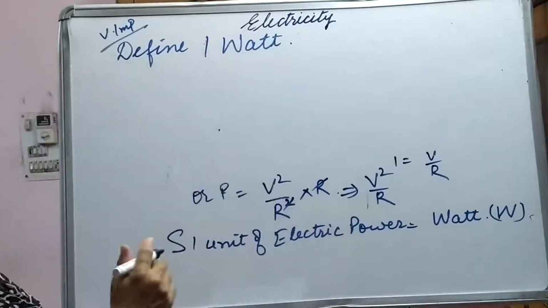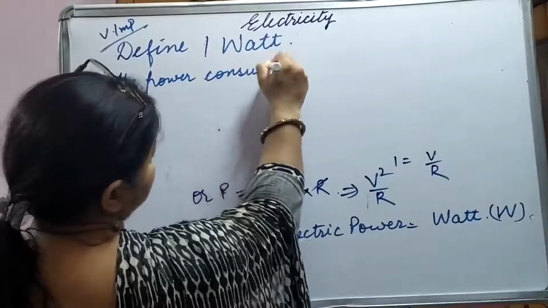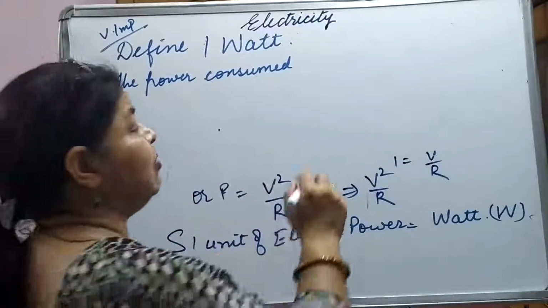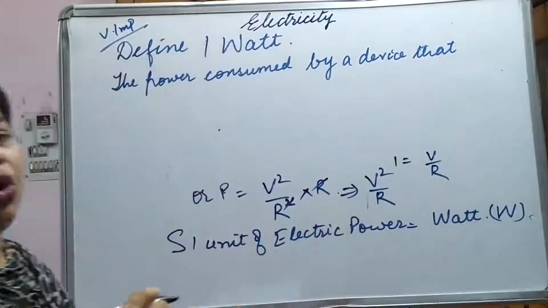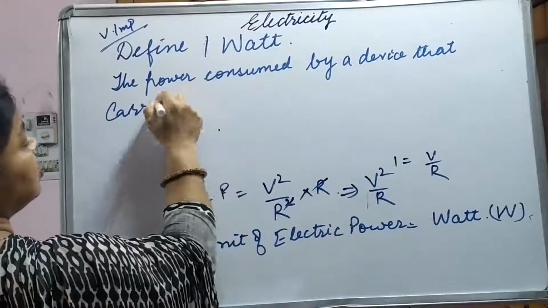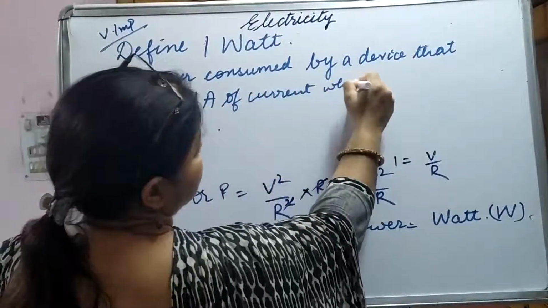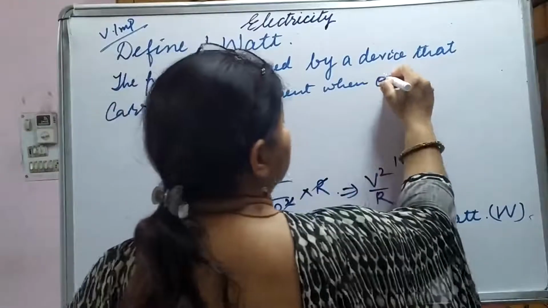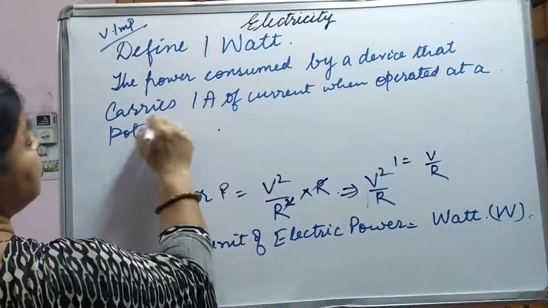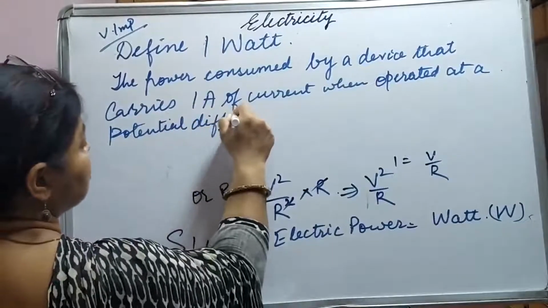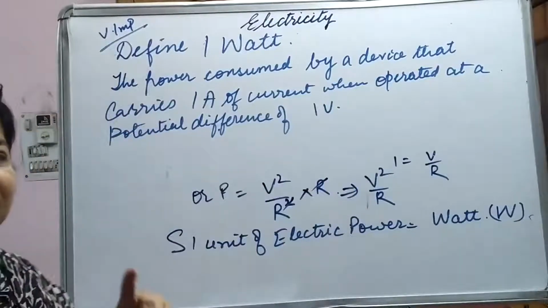Okay, so the definition: the power consumed by a device that carries 1 ampere of current when operated at a potential difference of how much? Of 1 volt. Then we say it is 1 watt.